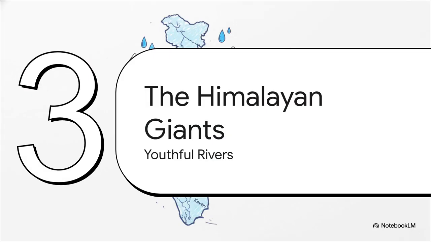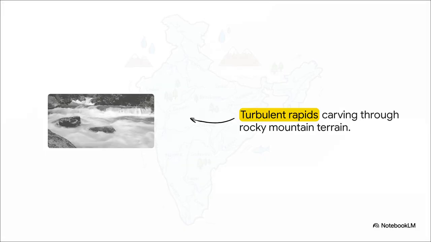Section 3. The Himalayan giants. The rivers born up in the Himalayas? They are basically the unruly teenagers of the geological world. They are youthful, highly turbulent, and just incredibly active. Because the Himalayas themselves are still actively rising, these rivers are constantly carving deep gorges and sharp V-shaped valleys. And when they finally hit the flat plains, they drop insane amounts of sediment.